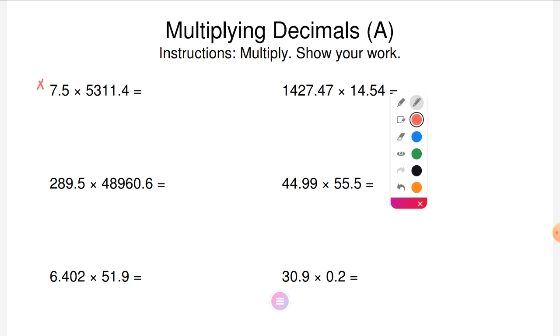7.5 times 5,311.4. Now, when you're using loose leaf, I'm going to pick on Mila. Oh, wait, Mila doesn't have it. Michaela has it. Tyson doesn't. You should number your work. And again, this one doesn't have a number, so it's hard. But Michaela has 1 decimal point, 7.5.